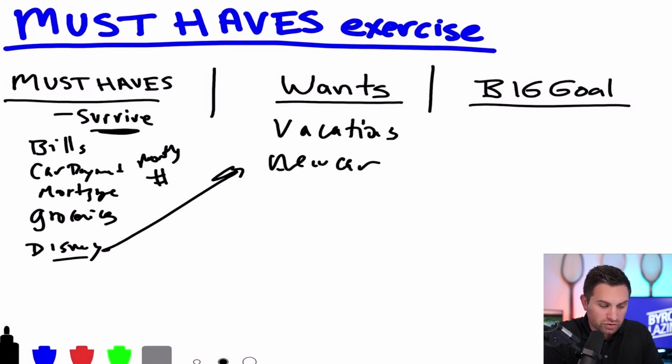Now, new car could also be in the must-haves list. If your car is broken down and you can't get to showings and you can't get to listings, then yeah, a new car is a must-have. You need transportation, or maybe it's Uber, right?